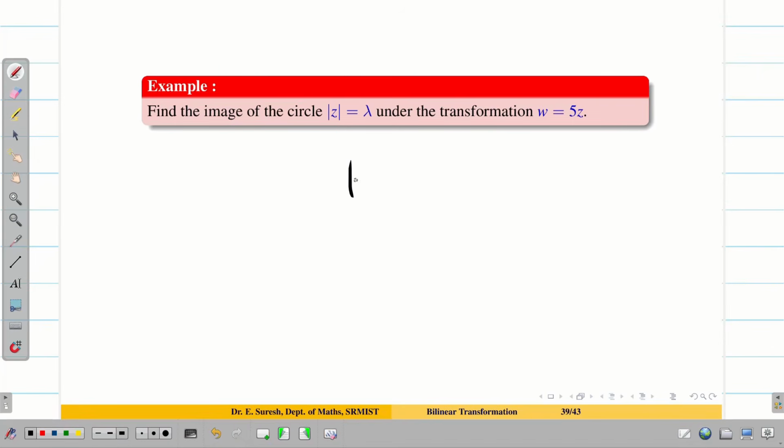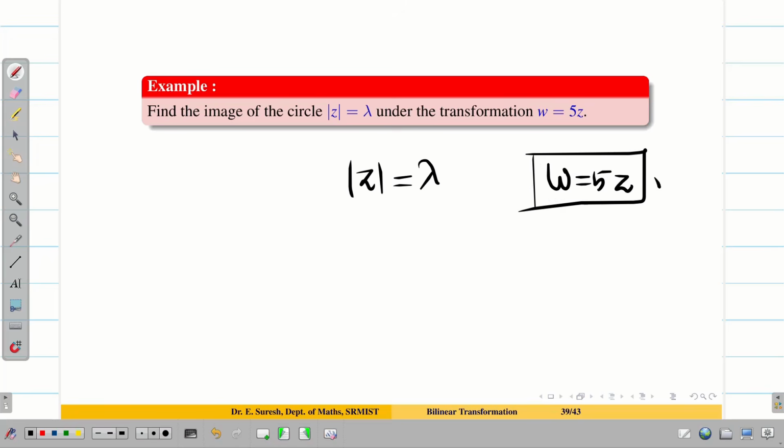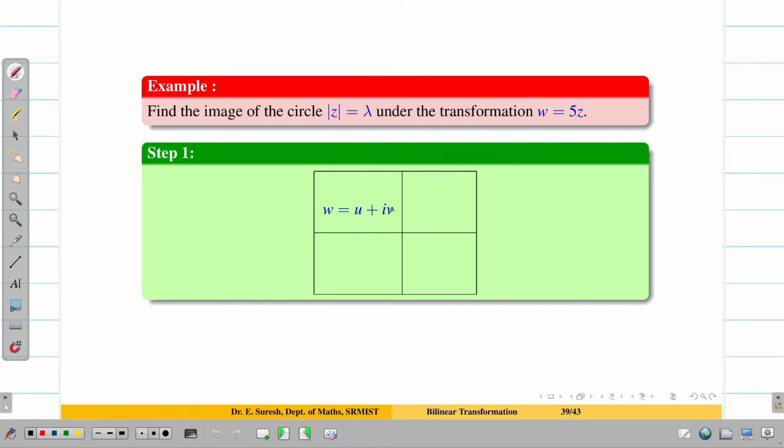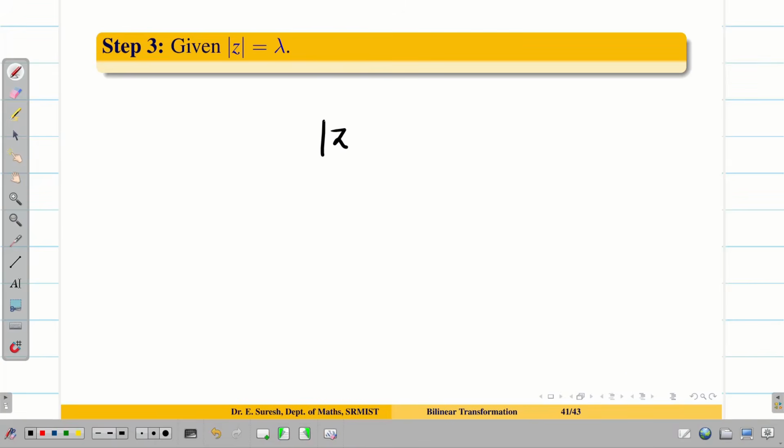Find the image of the circle mod Z = lambda under the transformation W = 5Z. Now it is going to be very obvious, because my A is a real number and it is greater than 1. So simply I will say only magnification happens. There is no rotation. So let us solve one by one. Step 1, as usual, write W = U + iV, Z = X + iY, and the transformation given is W = 5Z. Next, step 3, for us the given question is mod Z = lambda.